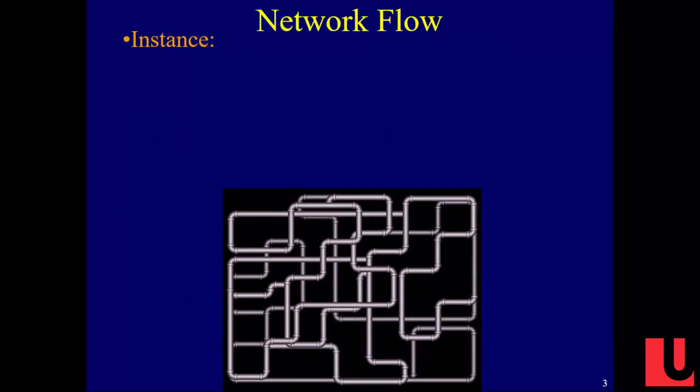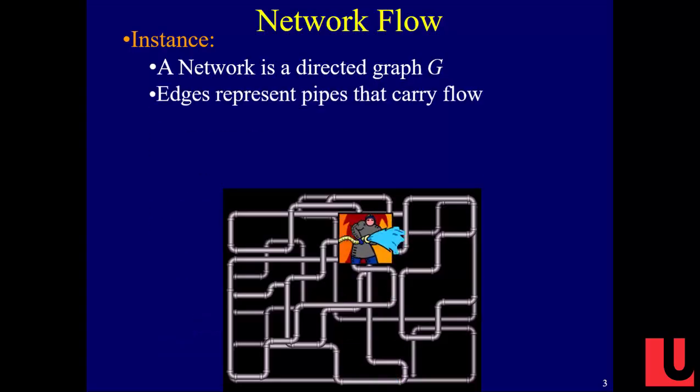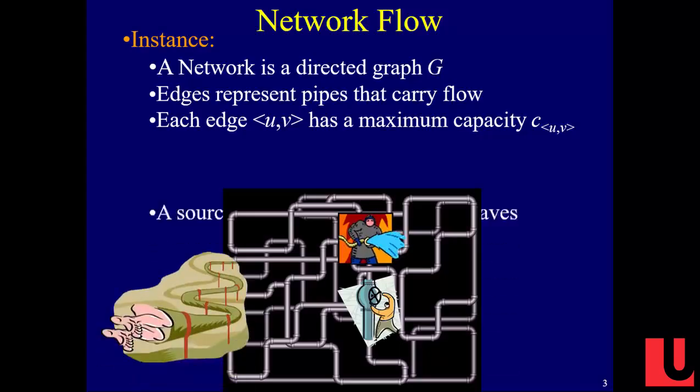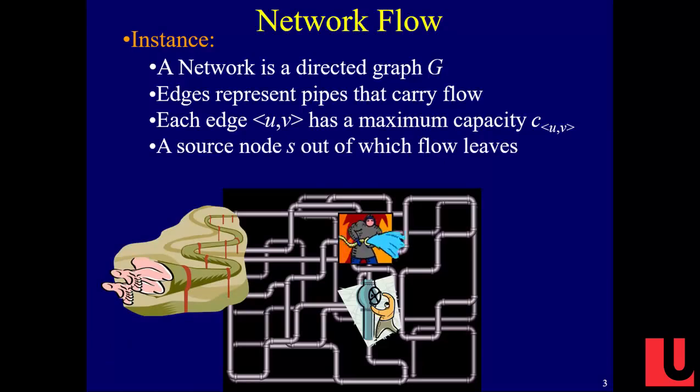So here, what's the problem? The input is a directed graph, which could have cycles and so on. You think about each edge as a highway or a pipe that can carry your commodity. Each edge has a capacity, and the capacity is how much of that commodity can flow per hour. And we'll have a source node.